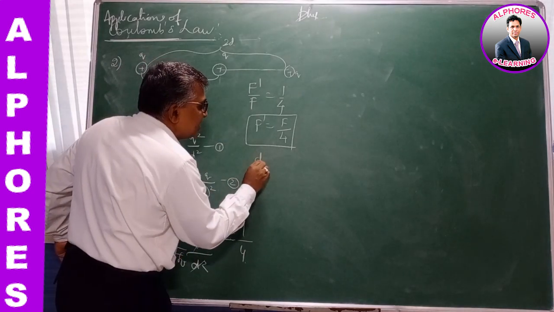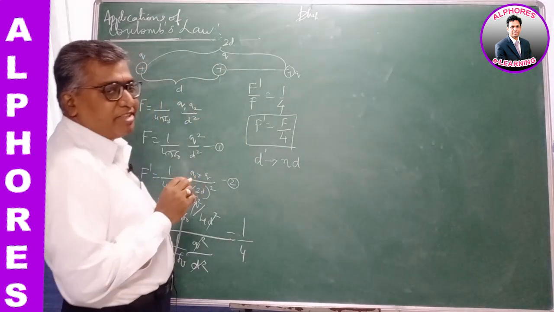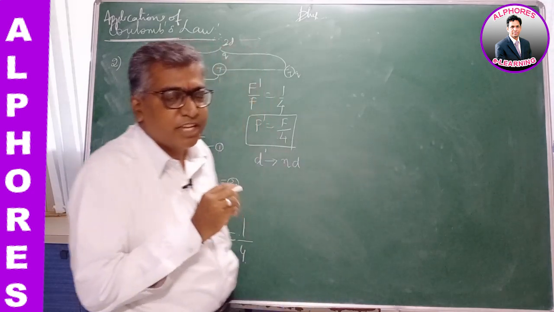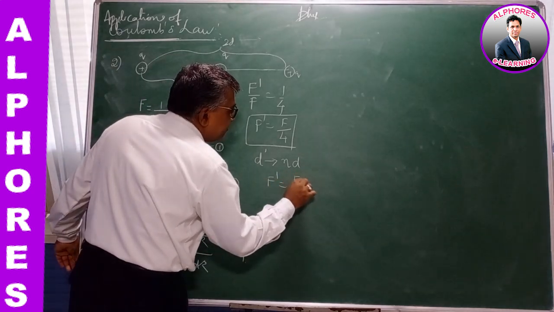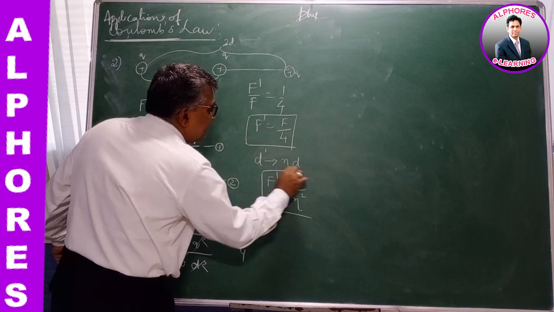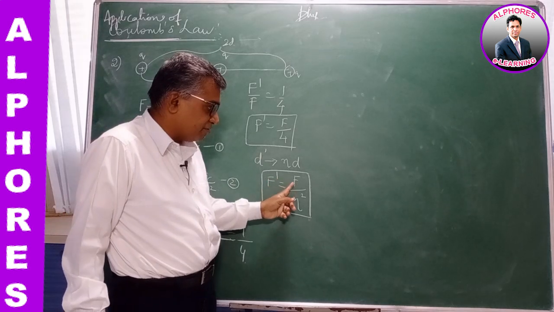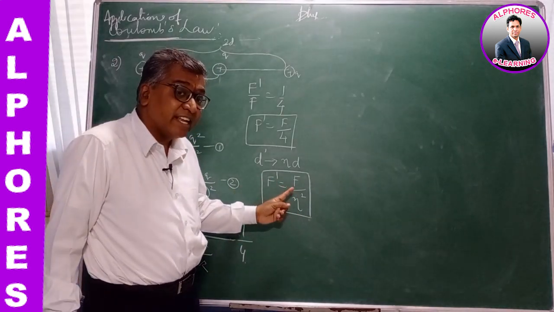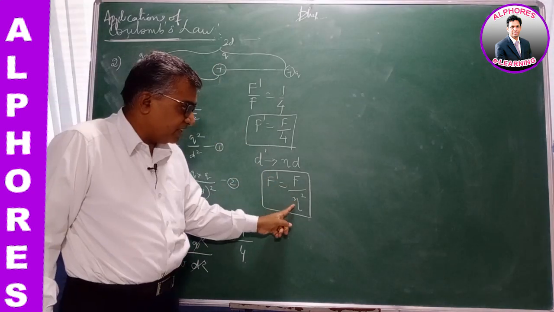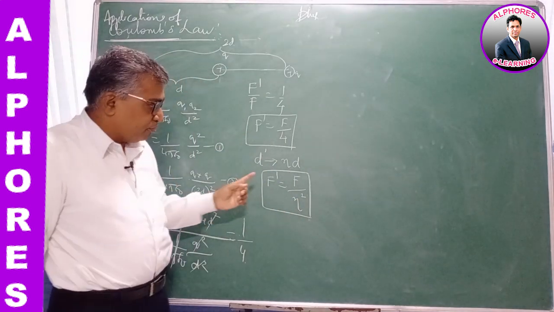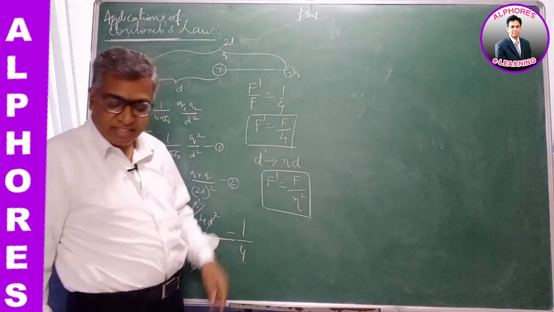So if the distance is changed n times, d dash is n into d. If the distance between two charges is changed n times, then the new force F dash would be F by n square. Force decreases n square times. When the distance is doubled, 2 square, 4. Distance tripled, 3 square, 9. Distance made 4 times, 4 square, 16. So when the distance is changed n times, force becomes F by n square.